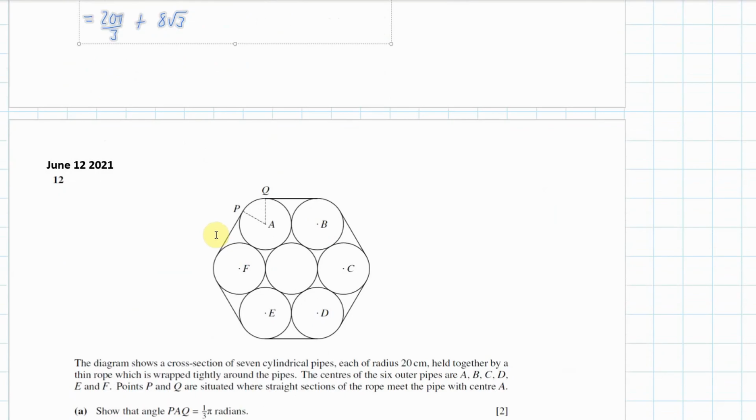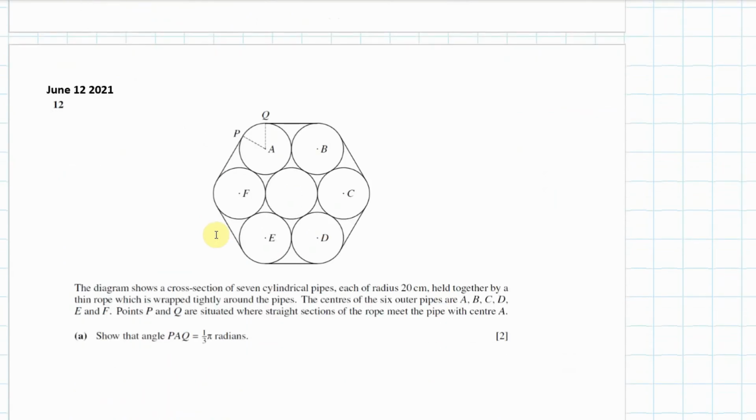Okay, good. Let's take a look at this. What have we got here? So, cross-section of 7 cylindrical pipes, each radius 20, held together by a thin rope which is wrapped tightly around the pipes. The centers of the 6 outer pipes are A, B, C, D, E and F, and points P and Q are situated where the straight sections of rope meet the pipe with center A. Fine, I kind of get the idea of this now.